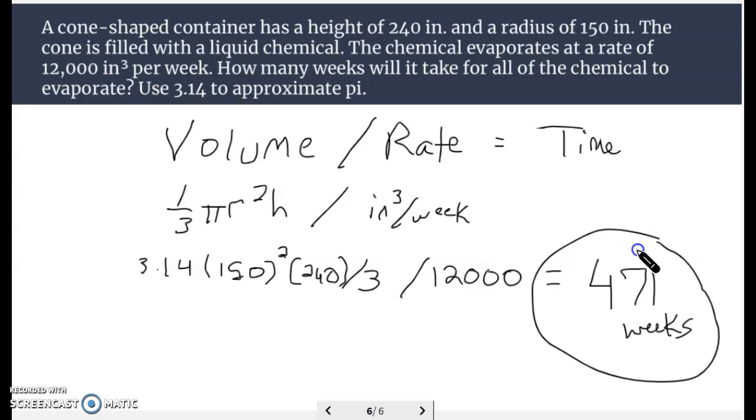All right, so that takes care of our examples. So we're finding volume of the cone with a couple of applications. Hopefully this helps. Thank you very much for watching.